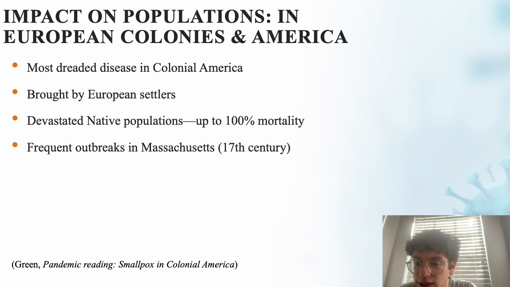Then, in 1796, Edward Jenner developed the first true vaccination by using cowpox, a safer alternative that led to the eventual global eradication of smallpox. This story will be expanded on later in our presentation. The takeaway is that during the time of colonial America, it was the most dreaded disease. It was brought in by European settlers. The mortality rate for natives was 100%, and frequent outbreaks in Massachusetts during the 17th century occurred until the vaccination was improved.